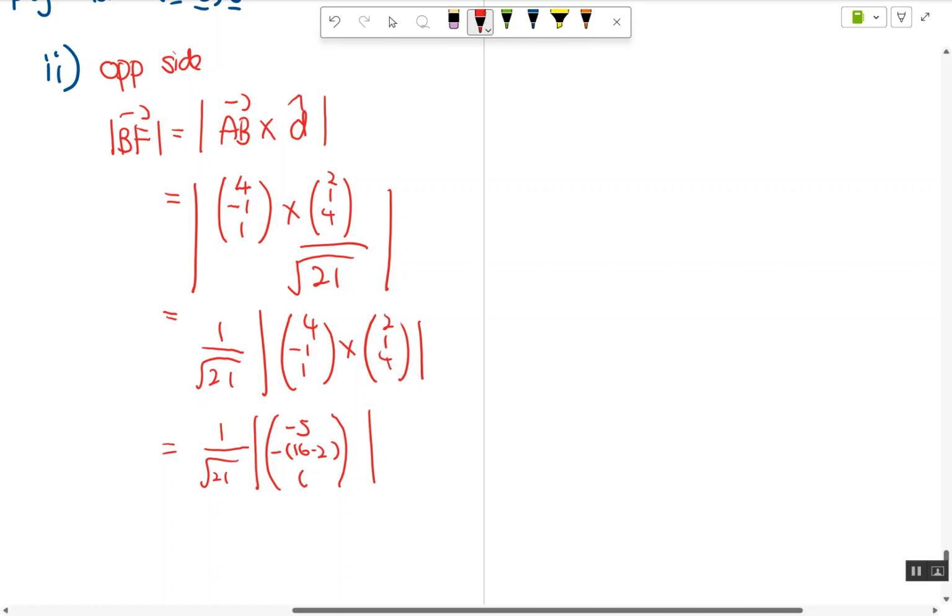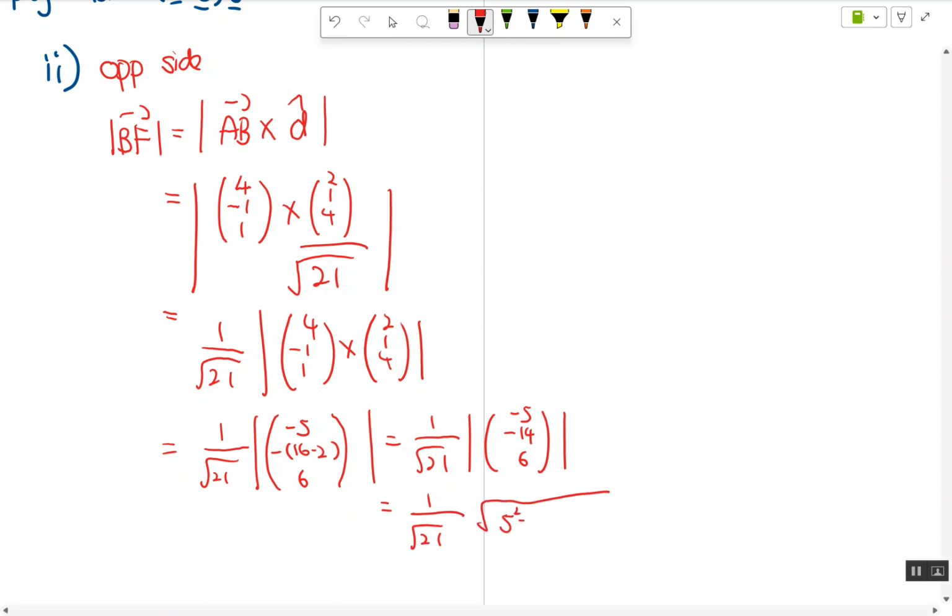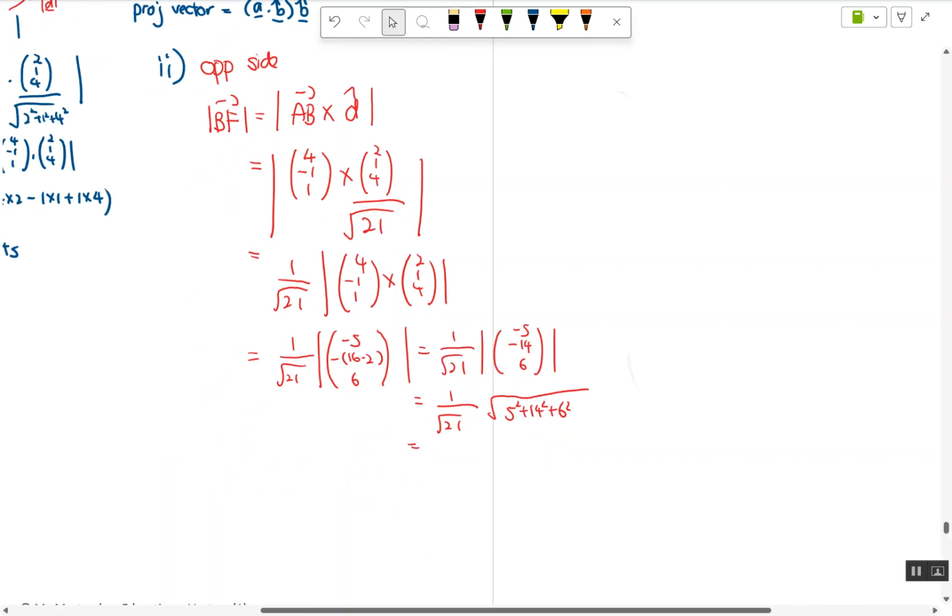Plus 2, so that will be 6. 4 times 1, 4 plus 2, yeah. Then I will have 1 over square root 21, the magnitude of negative 5, negative 14, and 6. So work it out: 1 over square root 21 multiplied by the Pythagoras theorem of 5 squared plus 14 squared plus 6 squared, and you are going to get your final answer.